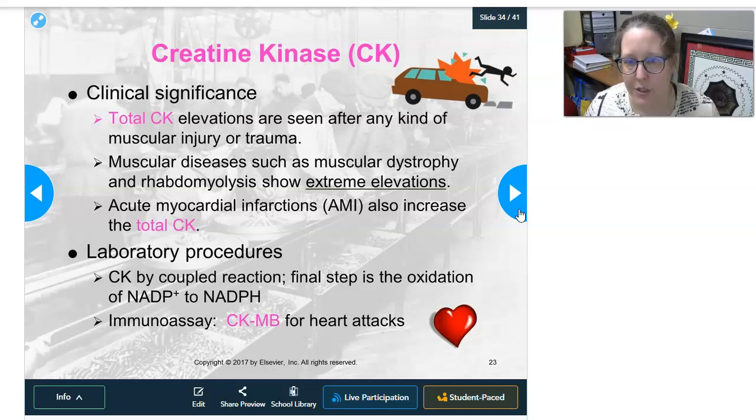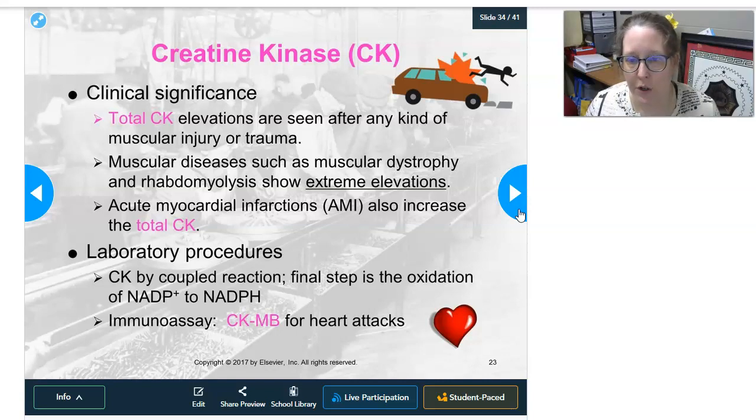The clinical significance of CK: total CK elevations are usually seen after any kind of muscle injury or trauma, because the majority of the CK is inside the muscles. Muscular diseases such as muscular dystrophy and rhabdomyolysis will show extreme elevations, in the tens of thousands, extremely high.